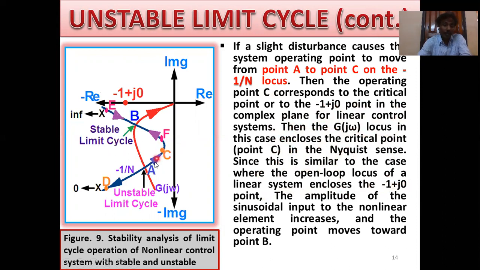So when some disturbance moves the point from A to C, this is inside the -1 + j0 point, and under that condition the system is unstable. So the amplitude of the sinusoidal input to the nonlinear element increases. So at point C, X increases and the operating point moves towards point B, because this point is unstable. That's why X increases.